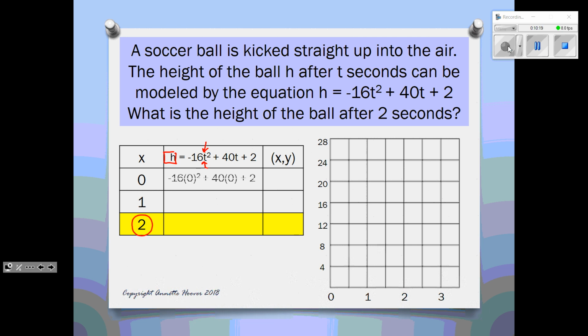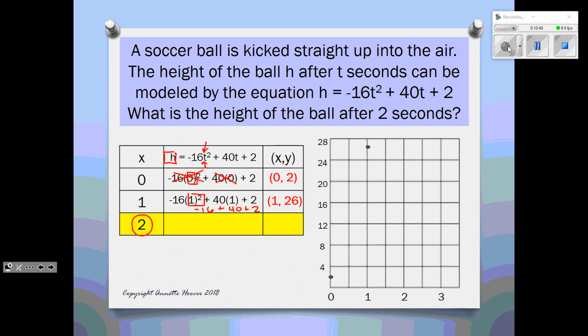Now, if we were to plug in 0 to this equation, we do the exponent first, which is 0. So this whole thing becomes 0. 40 times 0 is 0. So our ordered pair is simply 0, 2. If we plug in 1, 1 squared is 1. Negative 16 times 1 is negative 16. 40 times 1 is 40, plus 2. So our ordered pair would be 1, 26.